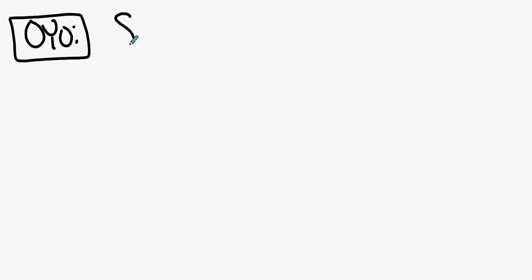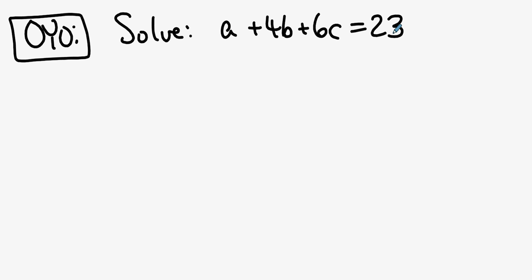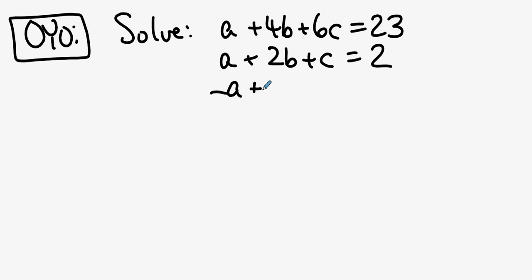It is time for you to practice. Based on what you've read and what you've seen, you want to solve A plus 4B plus 6C is 23, A plus 2B plus C is 2, and negative A plus 6B plus 2C is 14. Take some time, turn it into a matrix equation, solve that matrix equation.